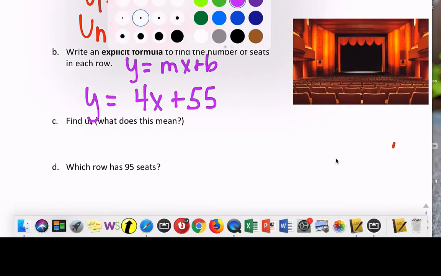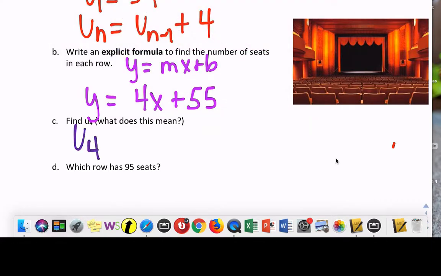All right, next question. What does U sub 4 mean? It means this is row 4. How many seats in row 4?